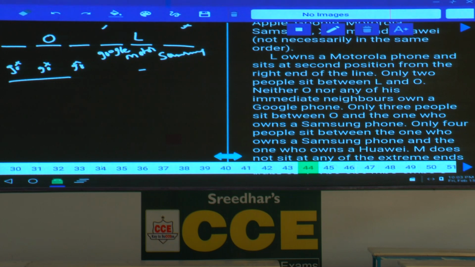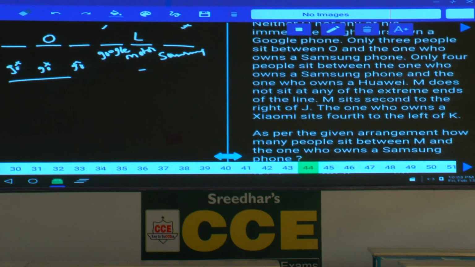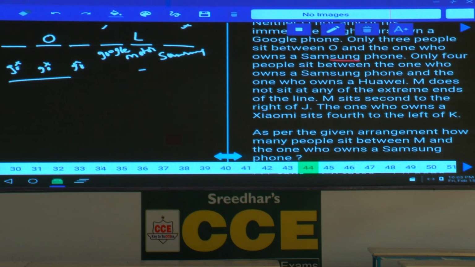Now we can fix this Google as well. And only 3 people sit between O and the one who owns a Samsung phone. Only 4 people sit between the one who owns Samsung and Huawei. Now Samsung and Huawei, how many persons are there? There must be only 4, and this must be Huawei. 4 people in between these 2.